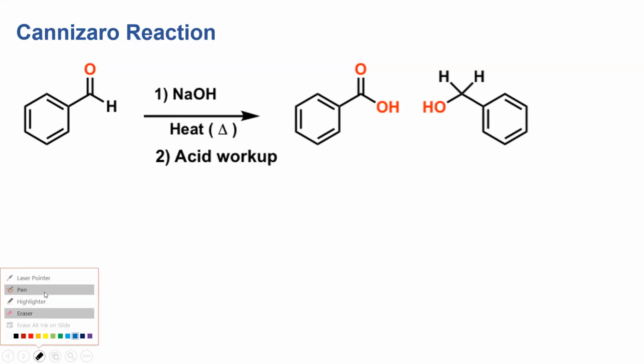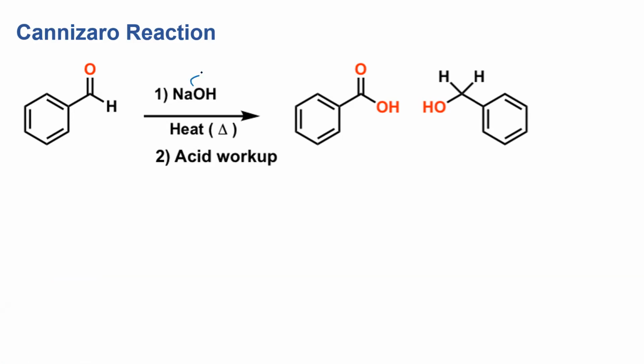In the Cannizzaro reaction also, NaOH is going to be concentrated. Here also you can use 50% NaOH. You can see what will happen if I treat benzaldehyde with 50% NaOH with some heat and acid workup. Acid workup means you are using H2O in the presence of H plus ions.